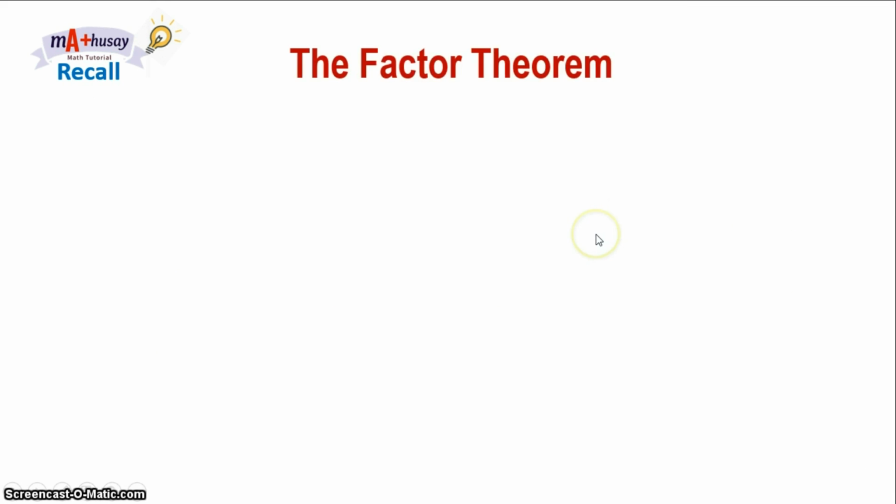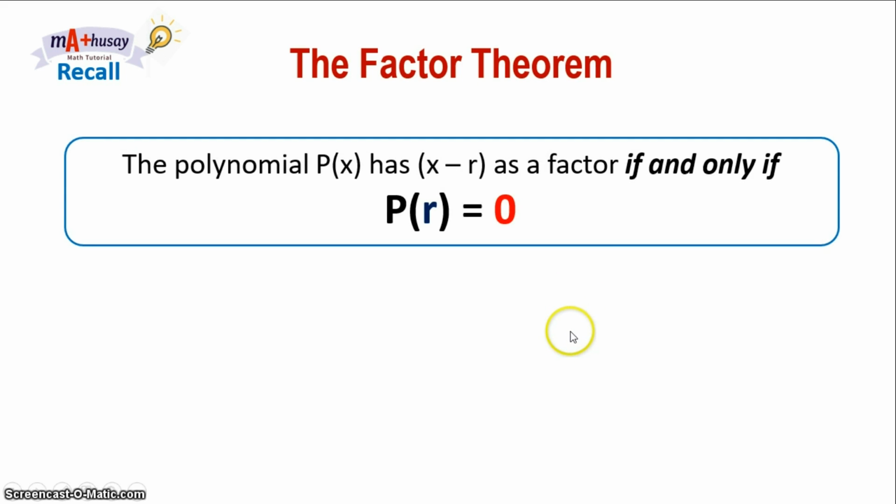We know that the factor theorem tells us that the polynomial p of x has x minus r as a factor if and only if p of r is equal to 0. So, in finding the roots of a polynomial equation by applying the factor theorem, we have to check if x plus 1 or x minus 1 is a factor of the given polynomial equation. If it is a factor, then we have to solve for the depressed equation and list down the solutions.